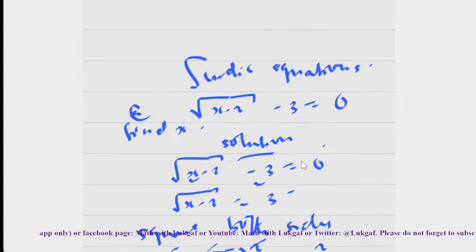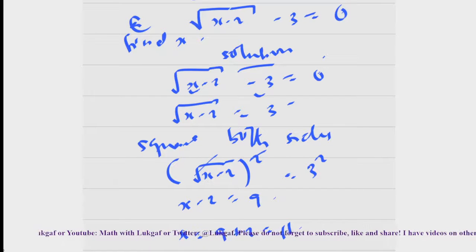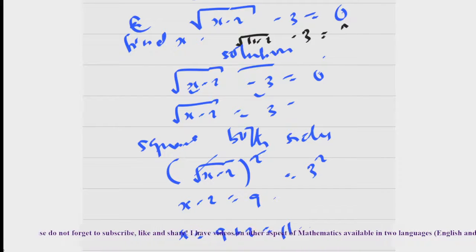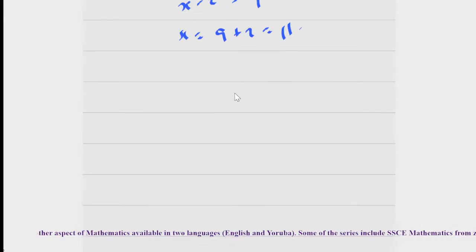You understand now? So as you can see, if you check, if you substitute the value of x to be 11, then I'm going to have root of 11 minus 2, minus 3. 11 minus 2 will give me what? Root 9 minus 3, which is 3 minus 3. That's 0. That's how you can solve a surd equation. Let me give you one that is more complicated.